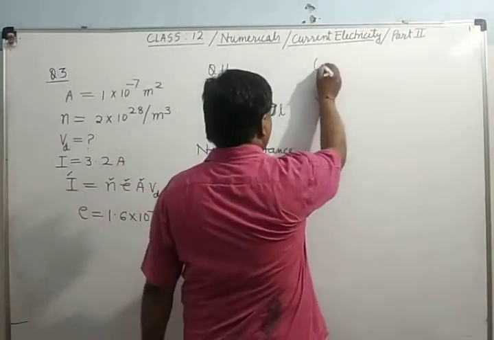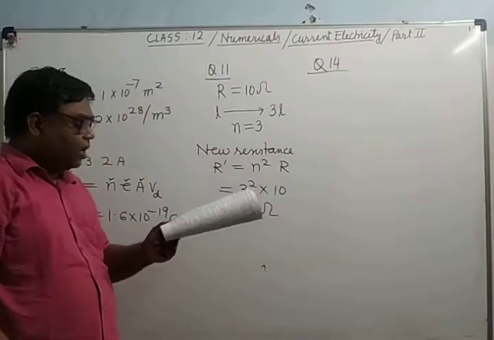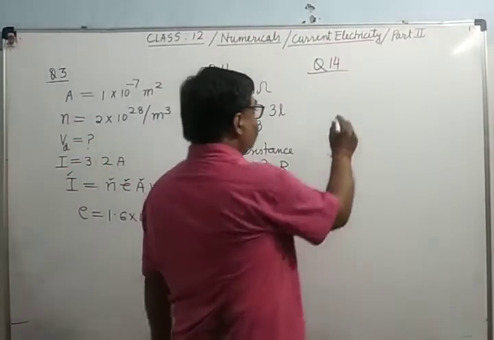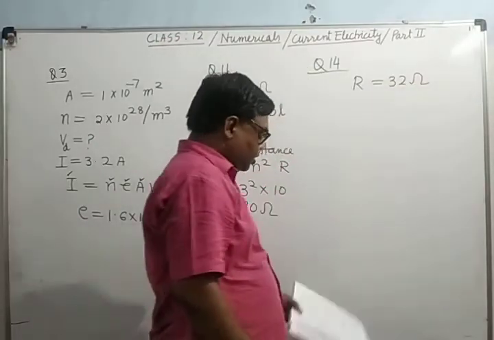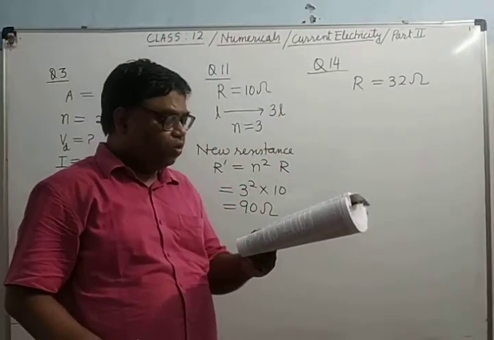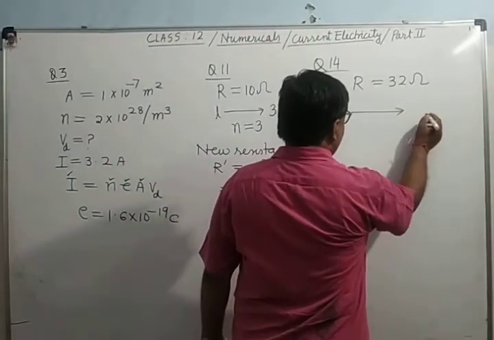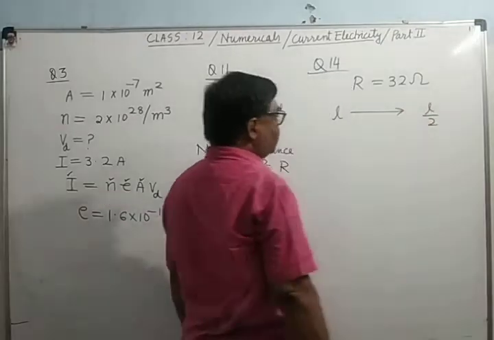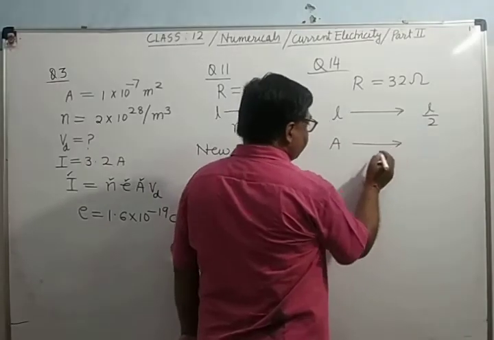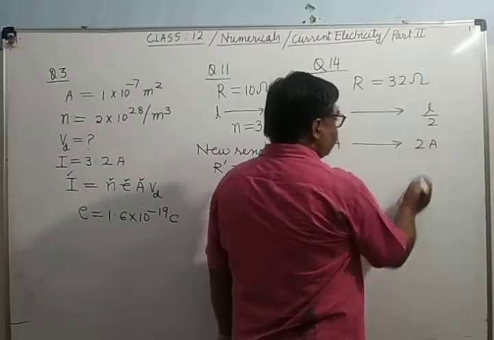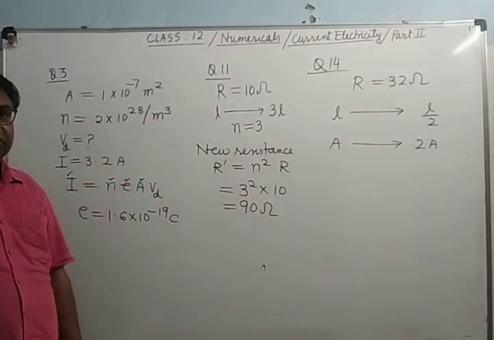Question number 14 is also of the same type. A wire of resistance 32 ohm is melted and redrawn into a wire of half its original length. Means now the length becomes half of the original length. So what will happen to the area of cross section? That you know, area of cross section will become 2A because the volume will remain the same in both cases. It's clear.